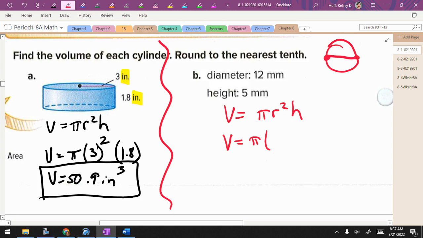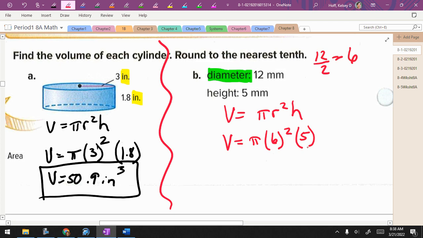What is the difference between diameter and radius? Diameter goes from one side all the way across. We can't use that. So if you get the word diameter, the very first thing you have to do is divide it in half. So we have to take 12 divided by 2. What's 12 divided by 2? 6. So my radius is 6. And I have to put squared on there. And my height is 5.